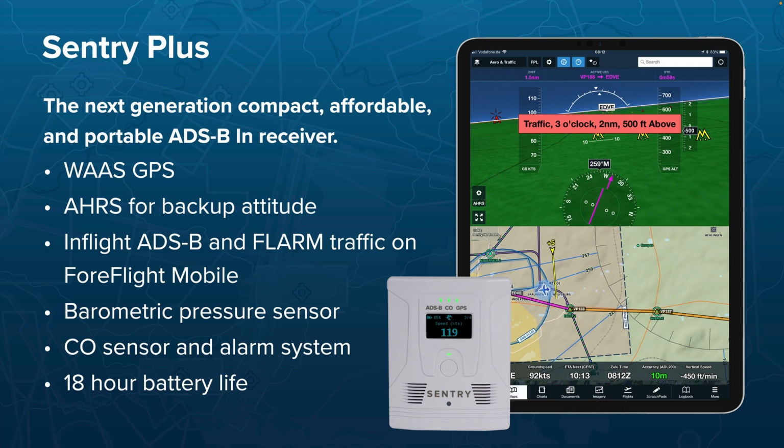In other regions, outside the US, only ADS-B and FLARM traffic information transmitted from other aircraft can be received with the Sentry Plus. Aircraft equipped only with a Mode S or Mode C transponder are not shown in the ForeFlight Mobile app. The Sentry Plus can be used to display FLARM traffic in ForeFlight Mobile after adding a FLARM software license to the ForeFlight subscription plan. Additionally, the Sentry Plus provides barometric pressure information and G-forces to ForeFlight Mobile, and as I already said, contains a carbon monoxide sensor and alarm system for enhanced safety.